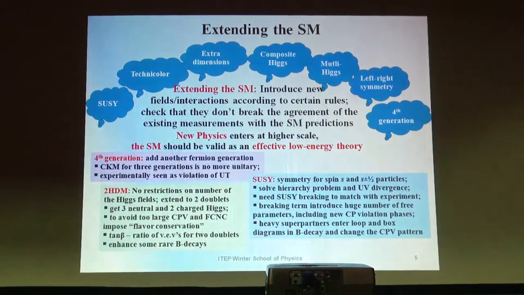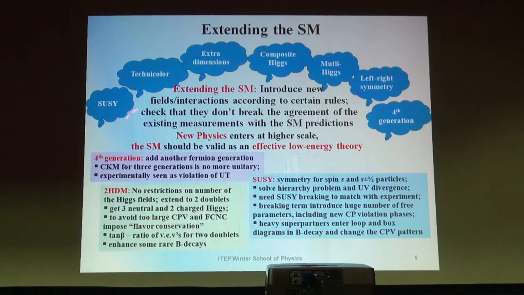And this is not the only reason why we should have physics beyond the standard model. As I told you in the first lecture, there are many problems within the standard model, intrinsic problems or experimental problems. Therefore, it should be extended. There should be a theory where the standard model is just a low energy effective theory, and if we try to extend the standard model, these new ideas should not break the good agreement that we now have between the experiment and the standard model predictions.